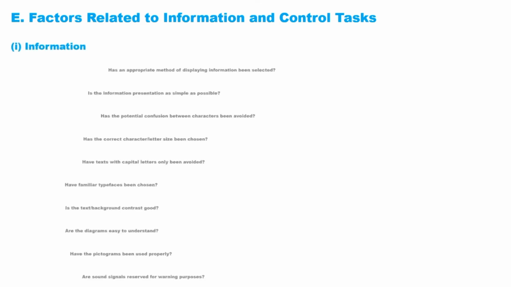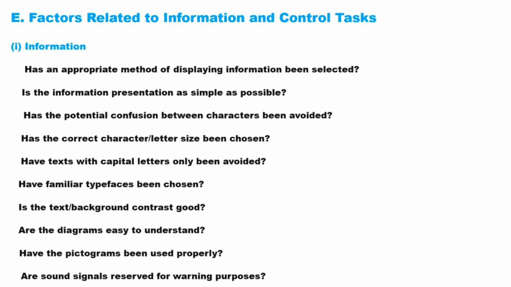A. Factors related to information and control tasks. I. Information. Has an appropriate method of displaying information been selected? Is the information presentation as simple as possible? Has the potential confusion between characters been avoided? Has the correct character, letter size been chosen?